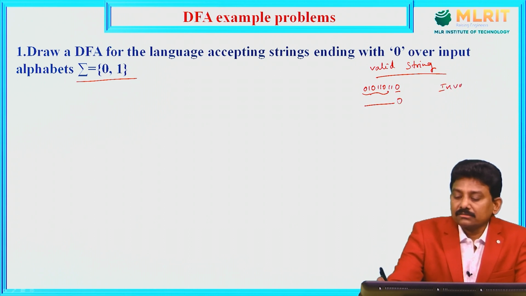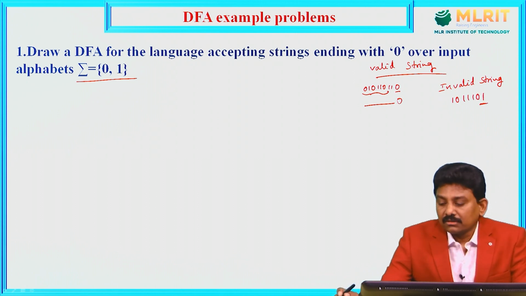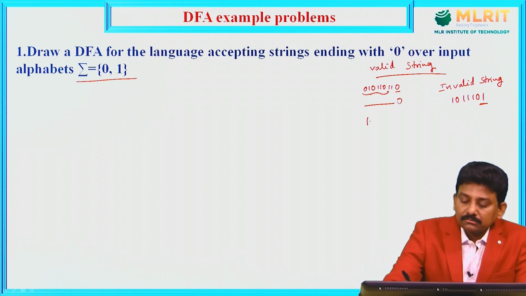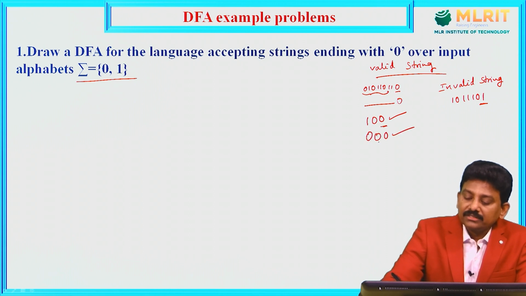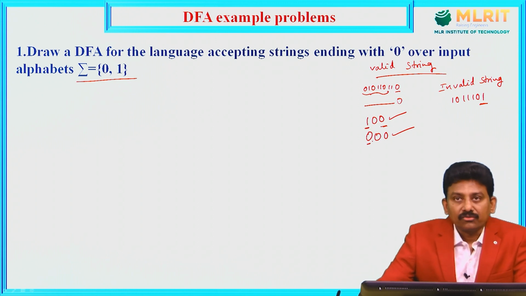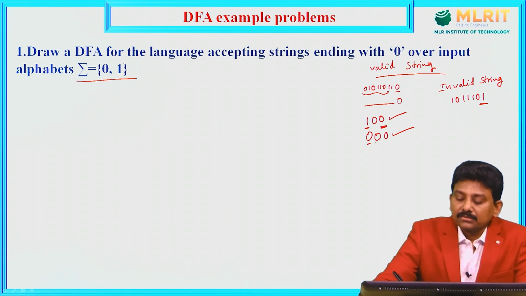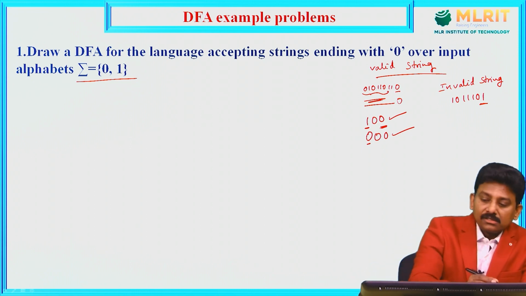Invalid strings are those where the last symbol is 1. That is invalid. This is valid, last symbol is 0. This is valid, last symbol is 0. You have to observe the first symbol either 0 or 1, and the last symbol must be 0. In between, before the last symbol, we can have any combination of zeros and ones. For that we need to draw the DFA.